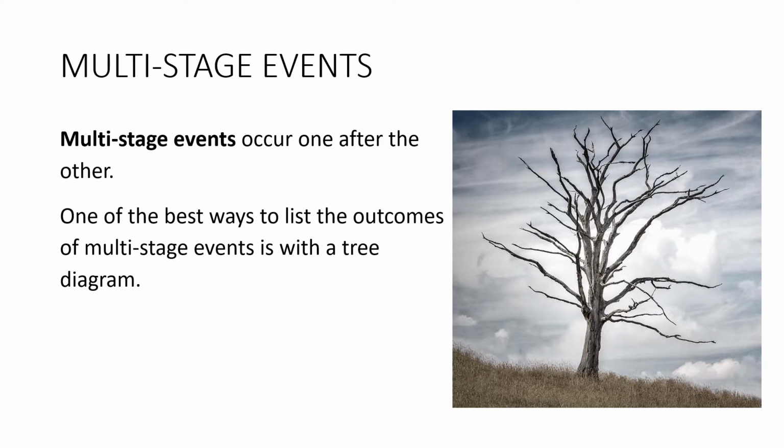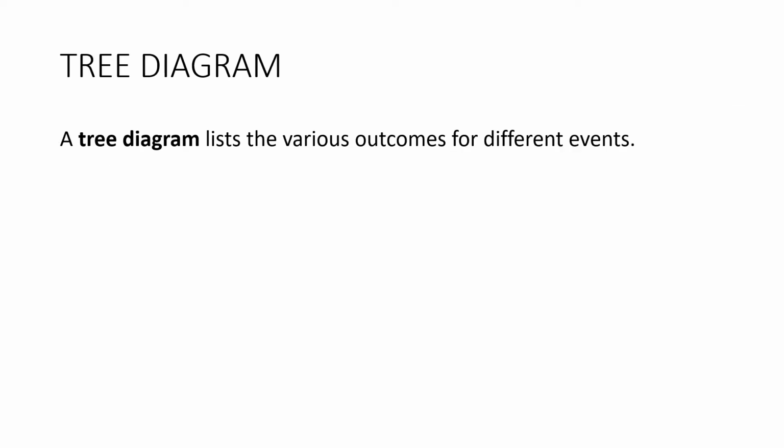Multi-stage events occur one after the other, and one of the best ways to list the outcomes of multi-stage events is with a tree diagram. A tree diagram lists the various outcomes for different events. Let's draw a tree diagram for the tossing of 2 coins. We'll start with the first coin. This is our first event or first stage, and the options are heads and tails.